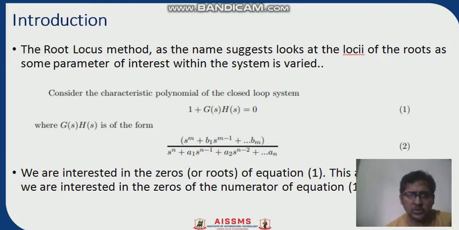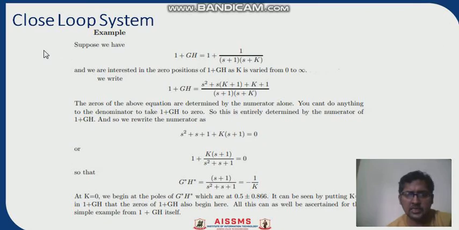For one example, suppose 1 plus G(s) equals 1 plus 1 divided by (s plus 1) into (s plus k). In this case the zero will be 1, and the pole values come from (s plus 1) into (s plus k). When we rewrite that equation, 1 plus G(s) becomes s square plus s multiplied with (k plus 1) plus (k plus 1), divided by (s plus 1)(s plus k).